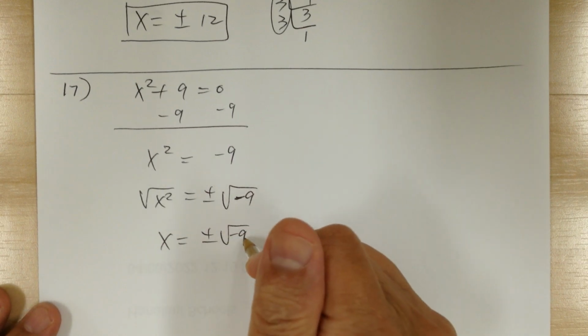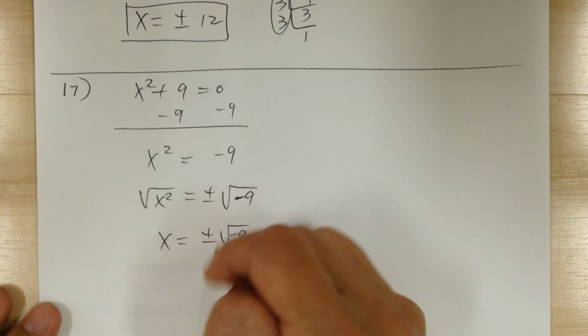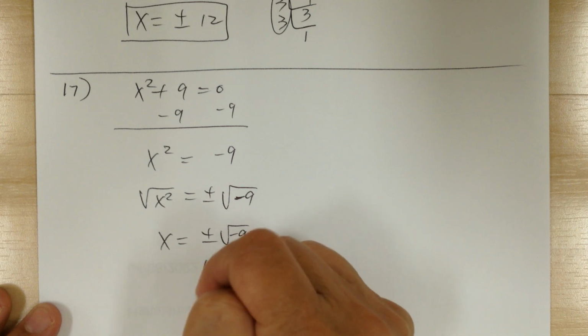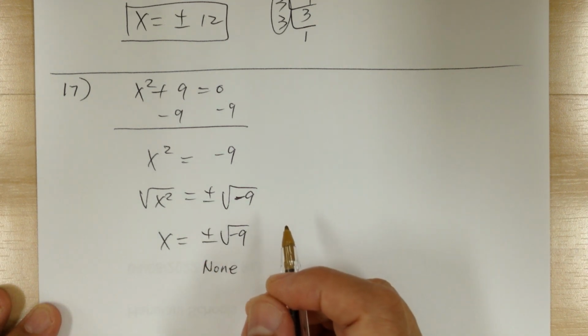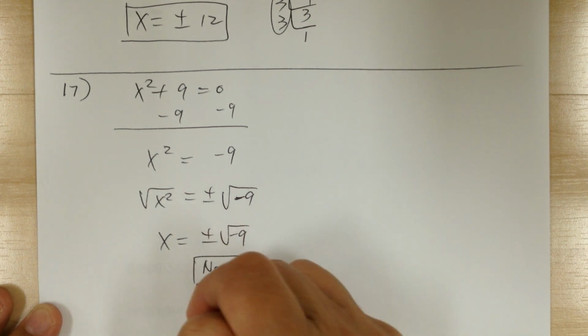Okay, and in this case, you cannot, right? So there will be no real solution. So the answer is none. Because the instruction says, if there's no real roots, you write none.